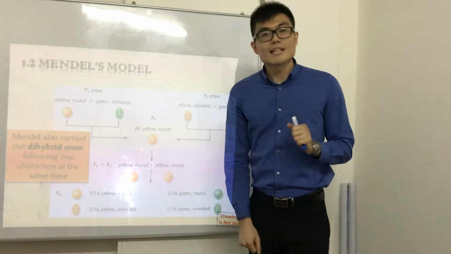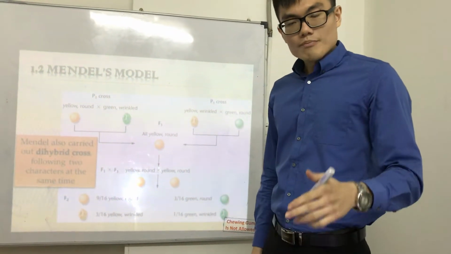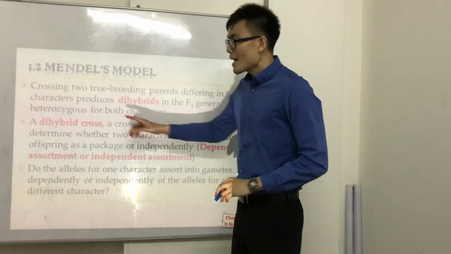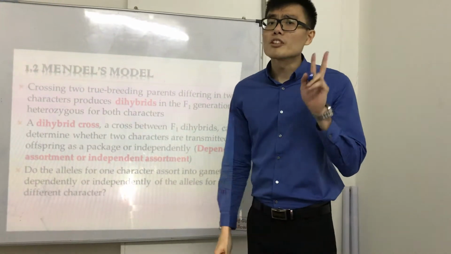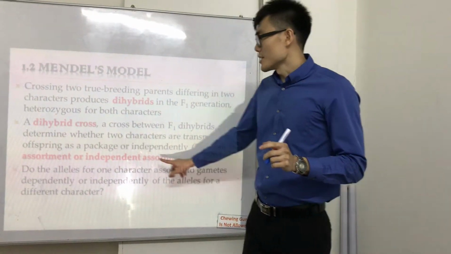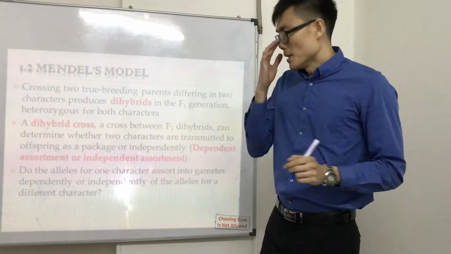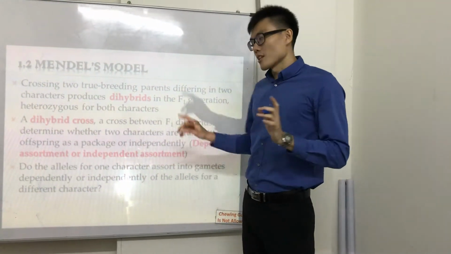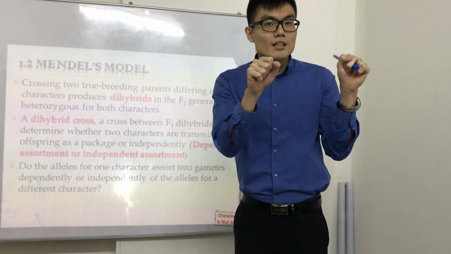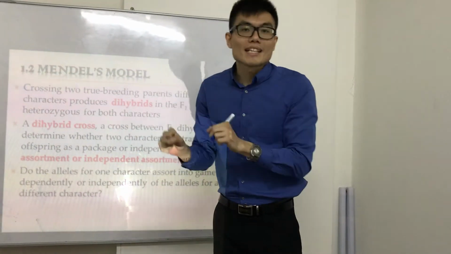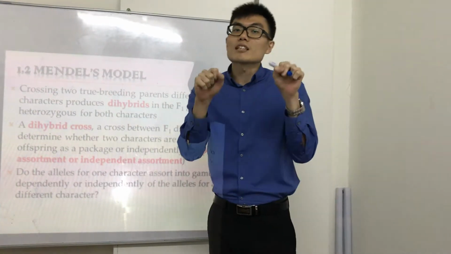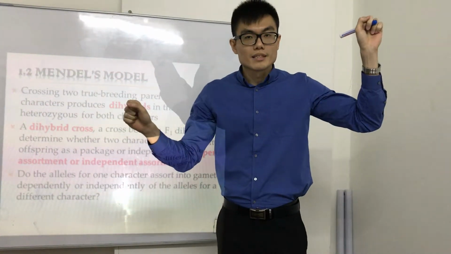Mendel also carried out the dihybrid cross. That means that Mendel followed 2 characters at the same time. In the dihybrid cross, Mendel came up with 2 hypotheses. The first is the hypothesis of dependent assortment, and the other is the hypothesis of independent assortment. In the hypothesis of dependent assortment, the genes that control the 2 characters will go into the same gamete in a package. For the hypothesis of independent assortment, the genes that control different characters will go randomly.